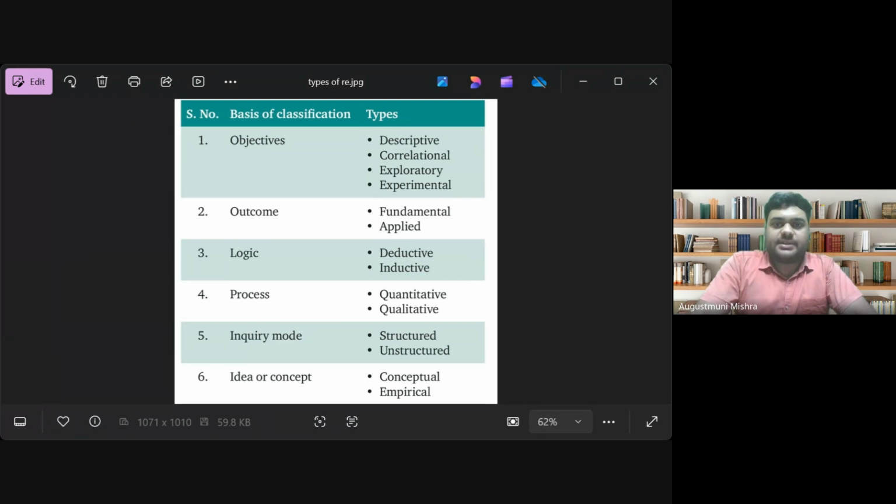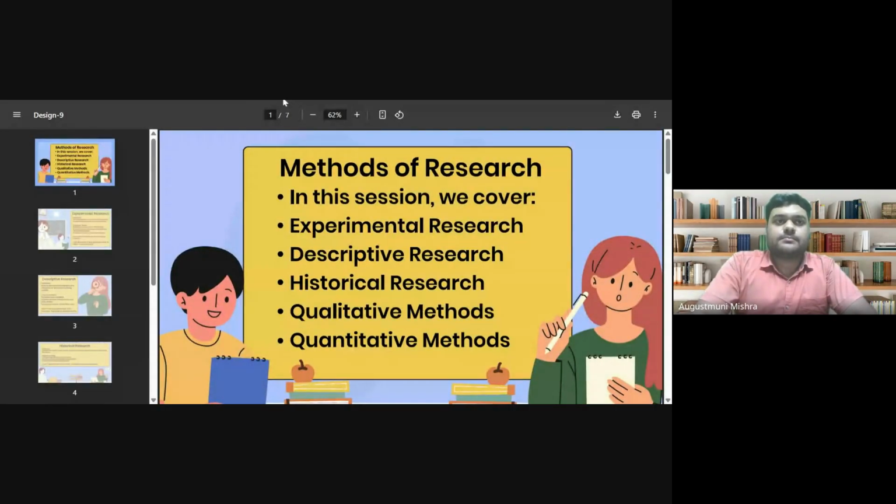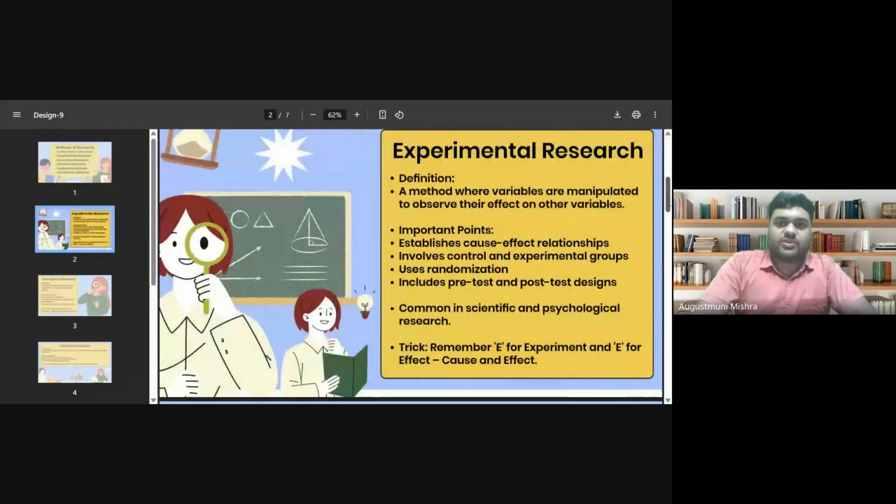I'm just sharing it. Okay, I think it will disappear. So this is another research type which we are going to discuss, that is experimental research.